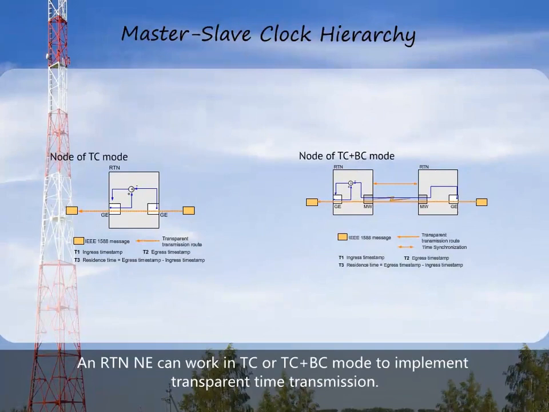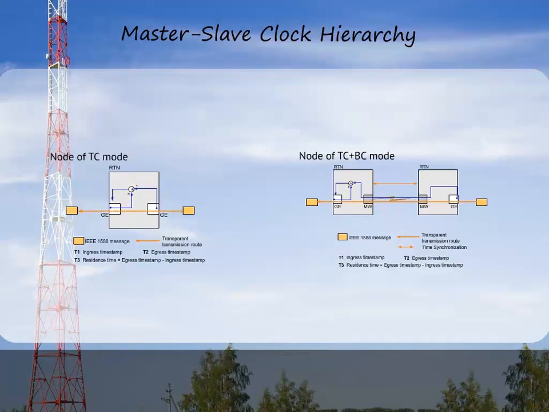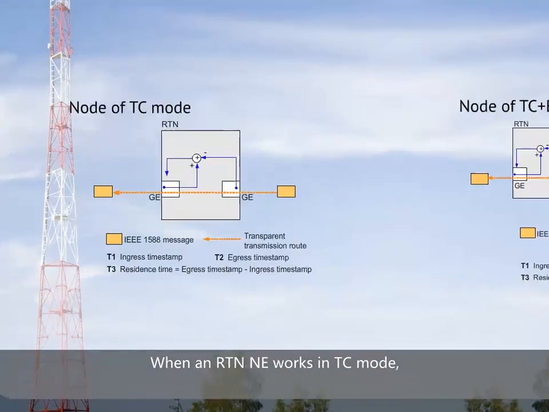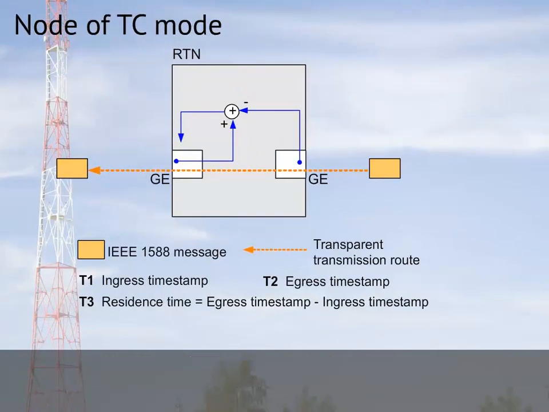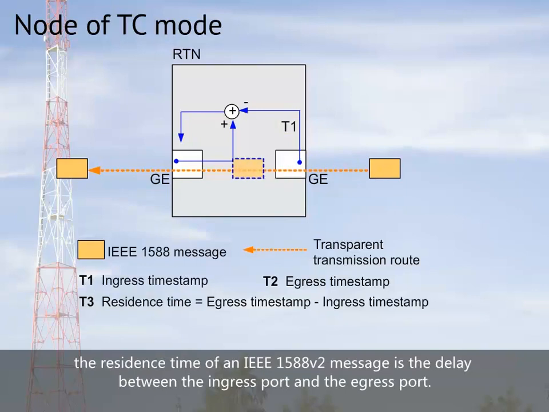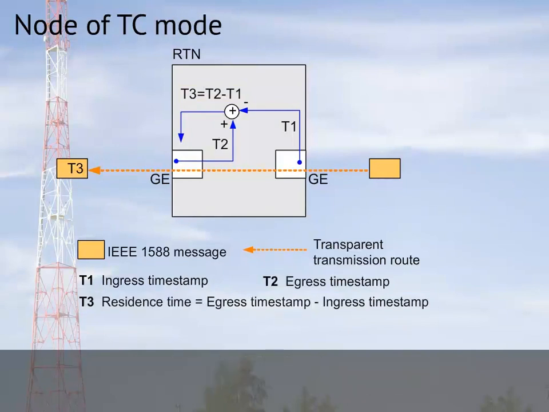An RTN-NE can work in TC or TC plus BC mode to implement transparent time transmission. When an RTN-NE works in TC mode, it allows IEEE 1588 v2 time signals to be transparently transmitted between Ethernet ports. For transparent time transmission within an NE, the residence time of an IEEE 1588 v2 message is the delay between the ingress port and the egress port.